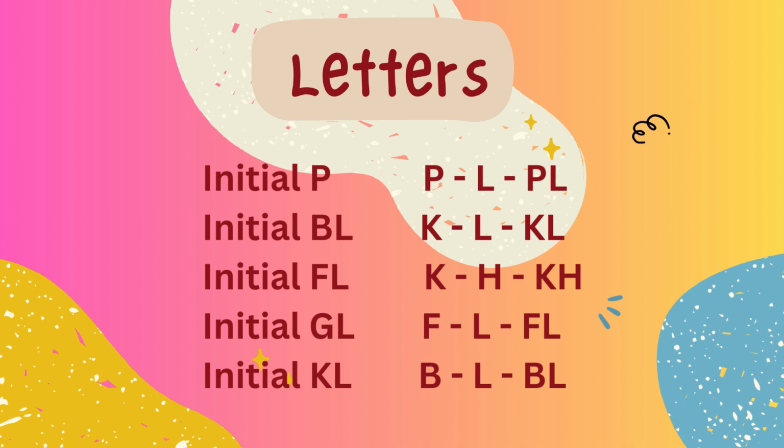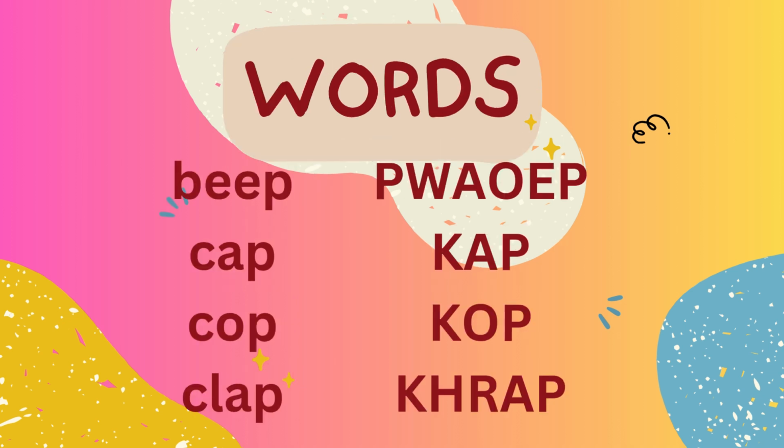All right, let's proceed to the words. So we have here sample words such as beep, cap, cop, and clap. If you have noticed, of course, these words are applying the lesson that we have learned, which is the initial P and final P. So, for the word beep, the outline is initial PW, vowels A, O, E, and final P.